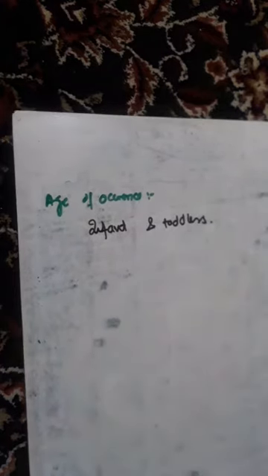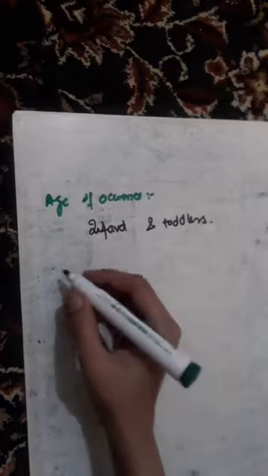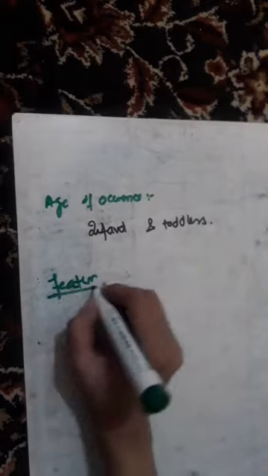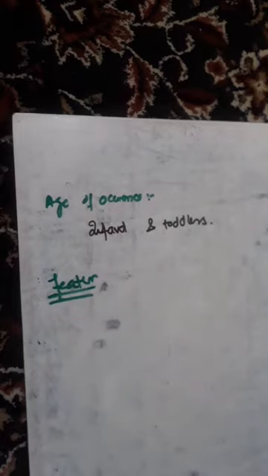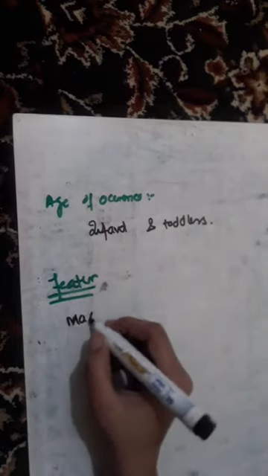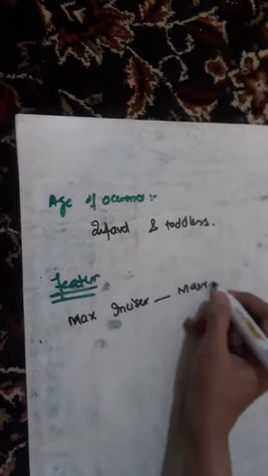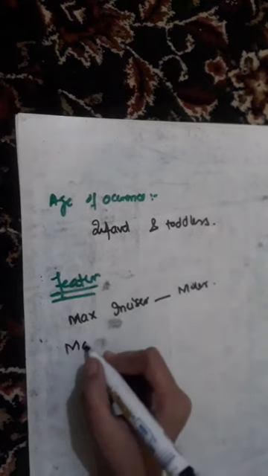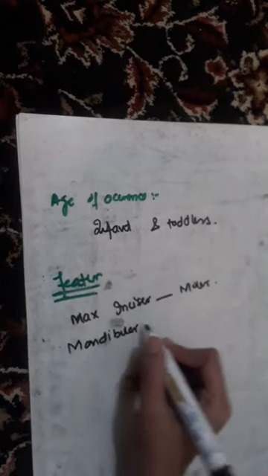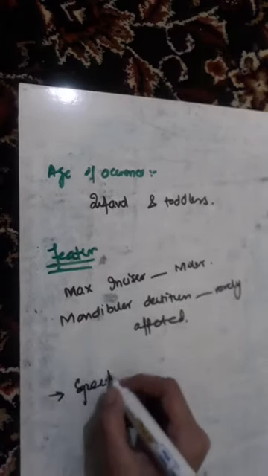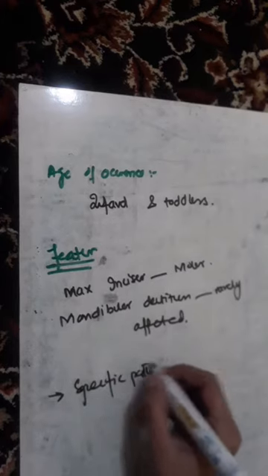Then come the specific features for nursing caries. The feature is that it mostly involves the maxillary incisors, followed by the molars, and the mandibular teeth are very rarely affected. Mandibular dentition is rarely affected. And a specific pattern is seen in involvement.